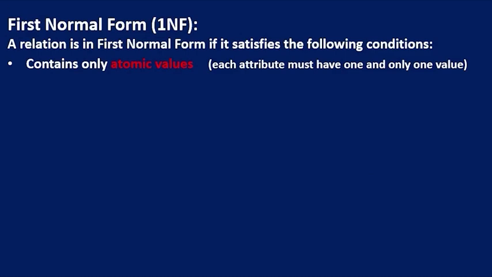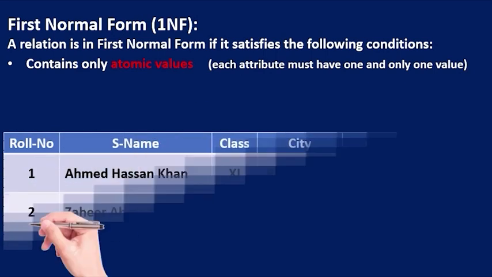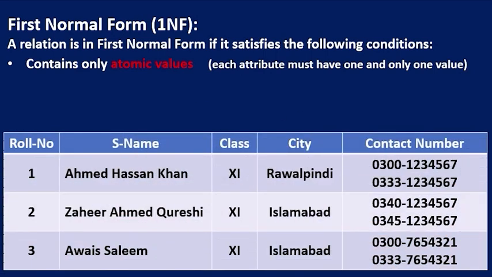Now we will see first normal form. A relation is in first normal form if it satisfies the following conditions. Number 1, contains only atomic values. By atomic values we mean each attribute must have one and only one value. Here in the relation we see contact number is a multi-valued attribute. More than one contact number is given in the data.